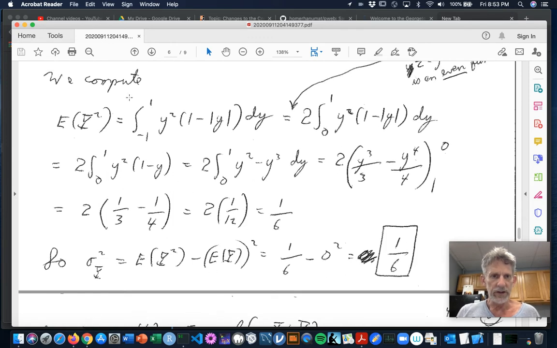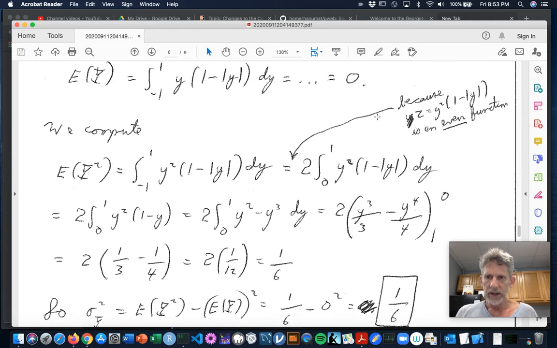And so let's take a look at that. Integral from -1 to 1, y squared times chance of getting that value. Actually, if you think about this integrand here, just think of it as a function of y. So here we have z is y squared times 1 minus the absolute value of y.